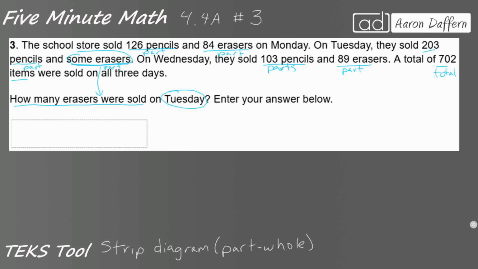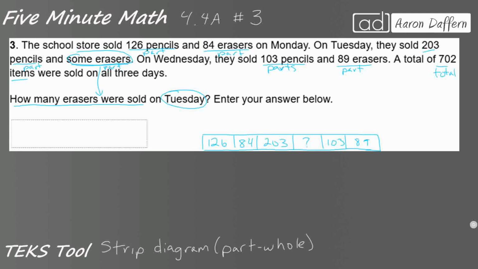Well, let's draw a strip diagram to represent what's going on here. Our total of 6 parts: two parts each day, a pencil and eraser, and then for 3 different days, right? So we've got 126 pencils, 84 erasers on Monday. We've got 203 pencils and then some erasers. I'm going to make that my unknown on Tuesday, and then 103 pencils and 89 erasers on Wednesday.